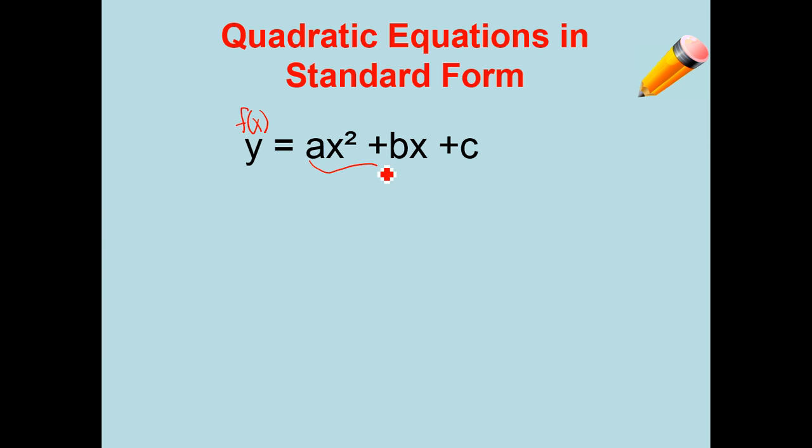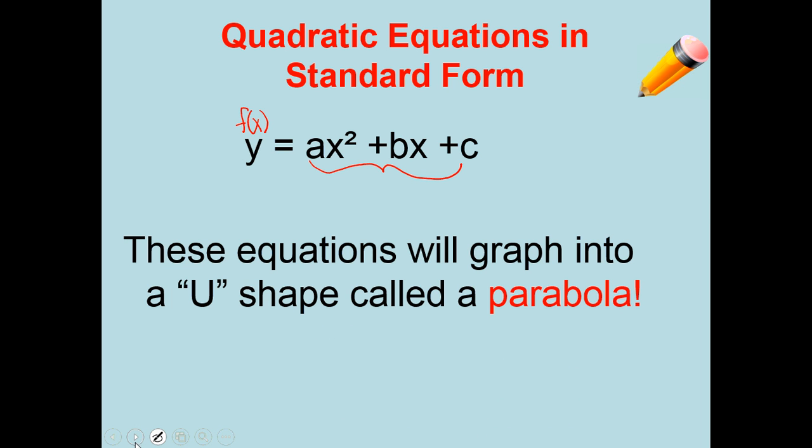Now standard form is pretty much the same way we've written our quadratic equations when we were going to solve them. We'd like the x squared first, then we'd like the x, then we'd like the constant at the end. So this is nothing new to us. The only thing that's new is that we have a y equals this quadratic equation rather than it equals 0 or anything like that. So these equations will graph into a U shape called a parabola.